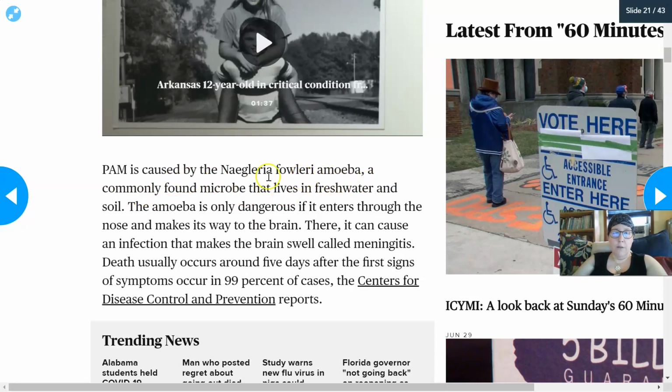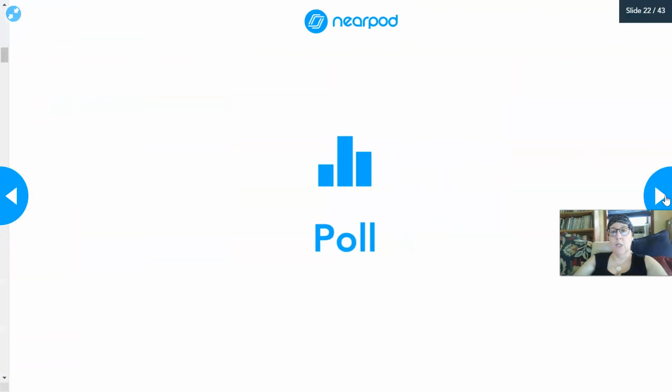This form of meningitis, parasite type of meningitis, is caused by what we call Naegleria fowleri, an amoeba. Amoebas are single-celled organisms, and this amoeba can live in fresh water and in the soil. It's only dangerous if it enters through the nose and makes its way to the brain. There it can cause an infection and makes the brain swell, called meningitis, and death usually occurs around 5 days after the first signs of symptoms in 99% of the cases. So she was super lucky to actually survive.